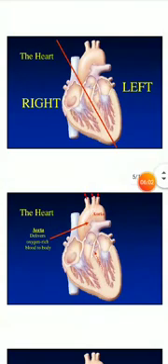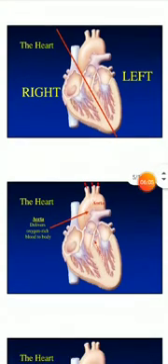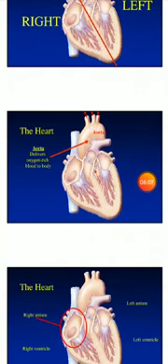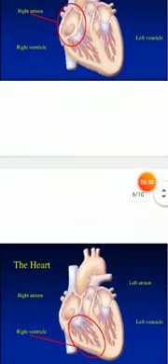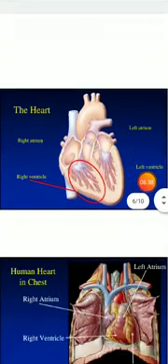Now come to the heart. You can see the diagram, right and left. In the heart, you can find the aorta over there. The aorta is very important. It delivers oxygen-rich blood to the body. The heart consists of 4 chambers: right atrium, right ventricle, left atrium, left ventricle. The right atrium and right ventricle always carry deoxygenated blood, and the left atrium and left ventricle always carry oxygenated blood. Remember it.